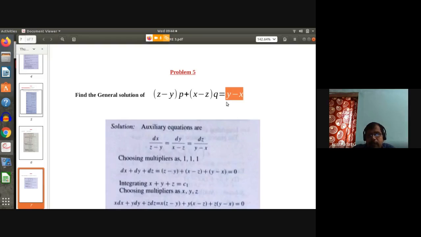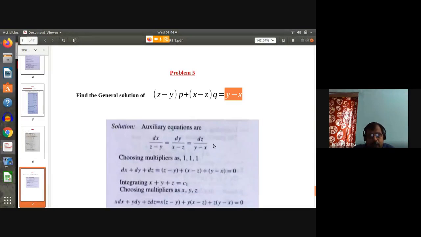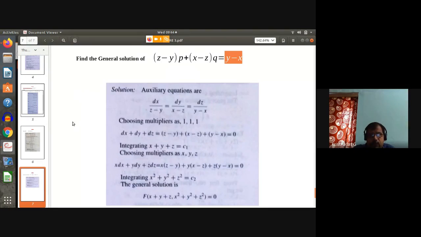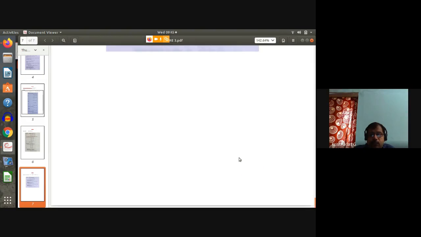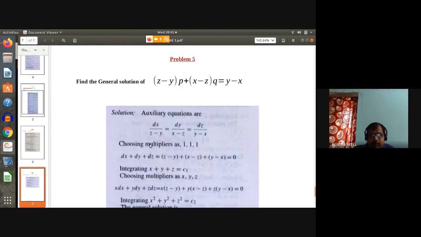Now, after identifying P, Q, R, the next step is writing the auxiliary equation. So I am writing the auxiliary equation like this: dx divided by z minus y, dy divided by x minus z, dz divided by y minus x. So grouping as in the previous case is not possible in this. In the previous question, we were grouping the first two and then the first and third. But such a grouping is not possible in this example, because if you group these two, here it is a difference of z and y, and here we have x and z, and from these two grouping, that z is not possible.